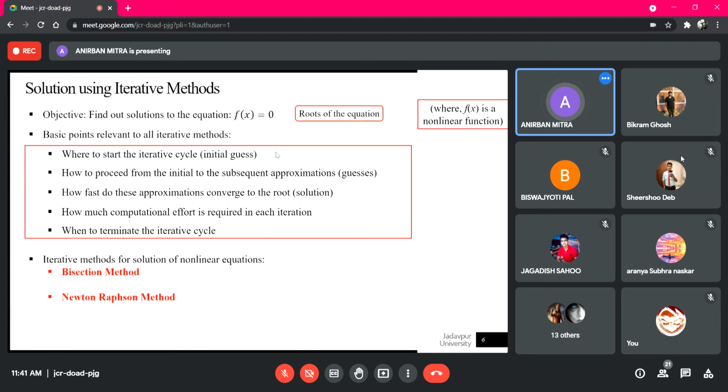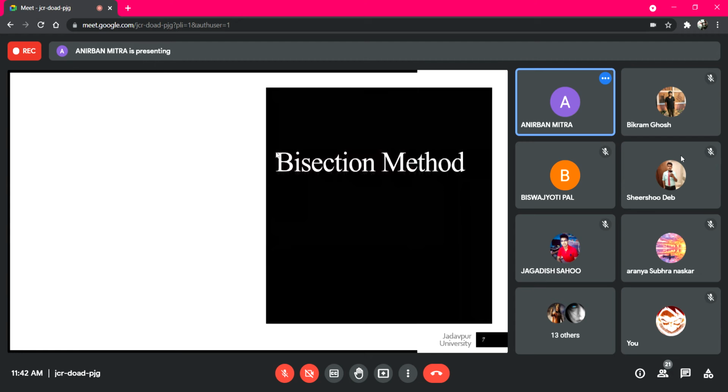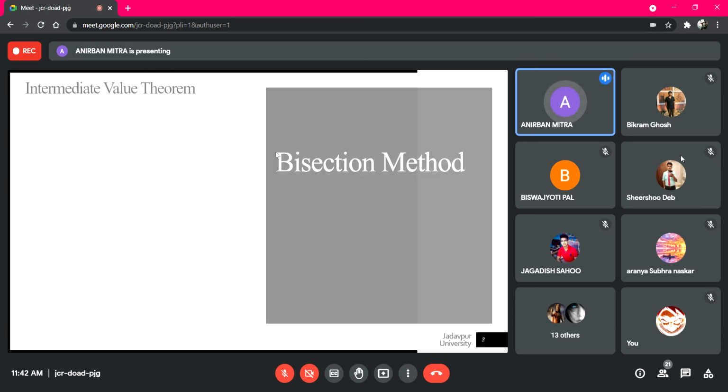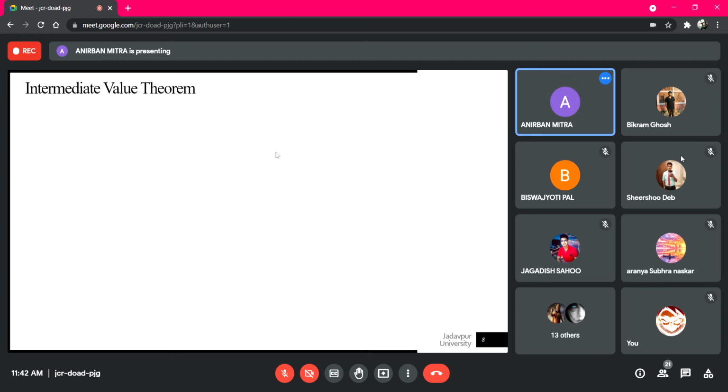As already mentioned, the bisection method falls amongst a class of methods known as bracketing methods, whereas the Newton-Raphson method is a separate class of iterative methods generally known as open methods. Now let us start with the bisection method. But before we go to the bisection method itself, we have to learn about the intermediate value theorem.